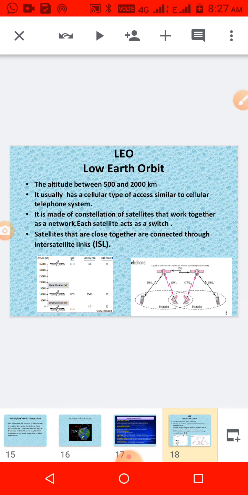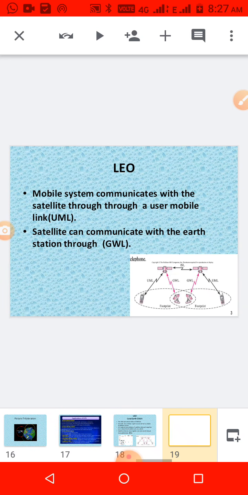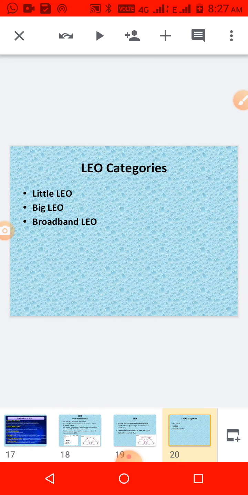Here the link between satellites is called ISL, that is inter-satellite links, and the link between the mobile station and the satellites is called UML, that is the user mobile link, and the link between the station and satellites is called GWL. And there are three types of LEO: little LEO, big LEO, and broadband LEO.